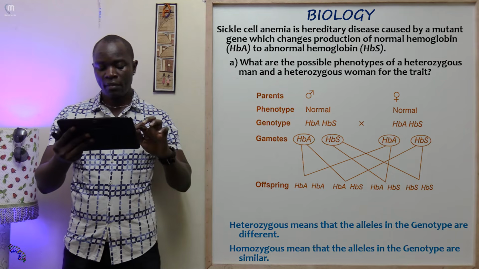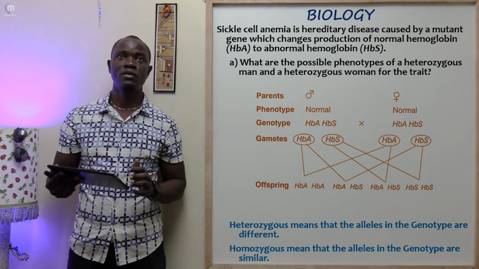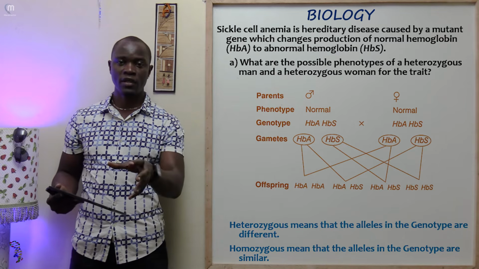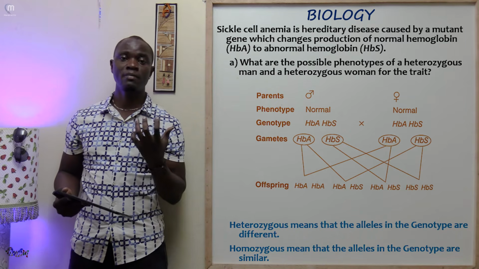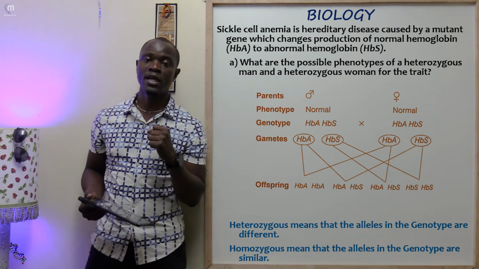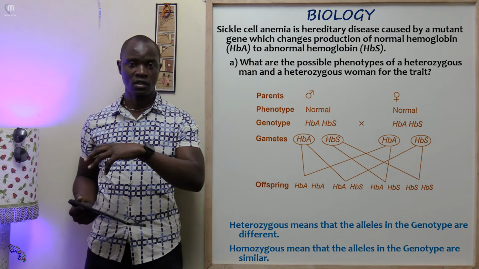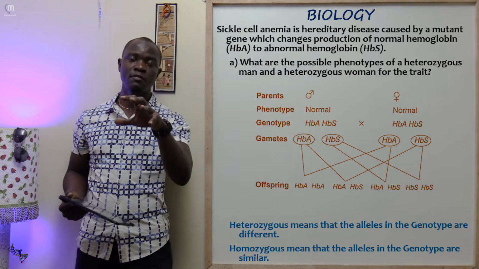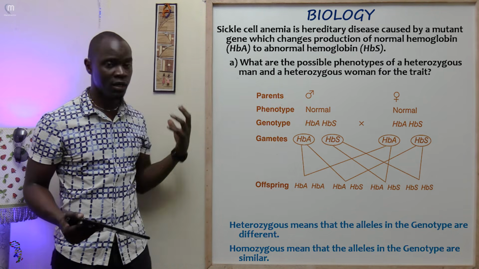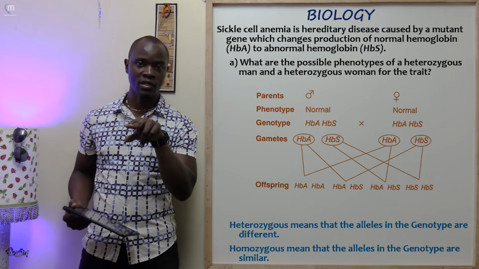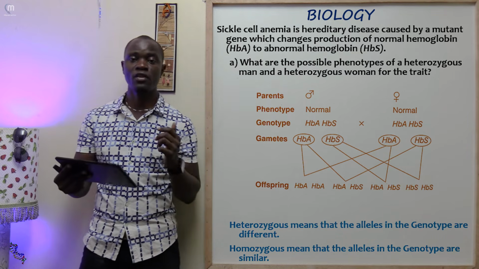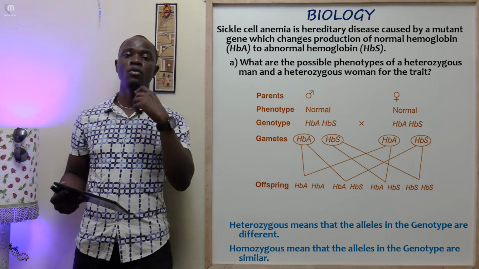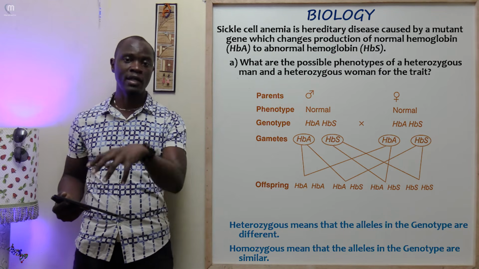So remember, what did we mean by heterozygous? Heterozygous means that the alleles are different. Alleles are not the same. Homozygous means that the alleles are similar, but heterozygous means that the alleles are different. That's why we have HbA, HbS. The alleles are different. Now look at the fourth chance of getting an offspring, that is HbS, HbS. That is homozygous sickle cell because the alleles are similar.